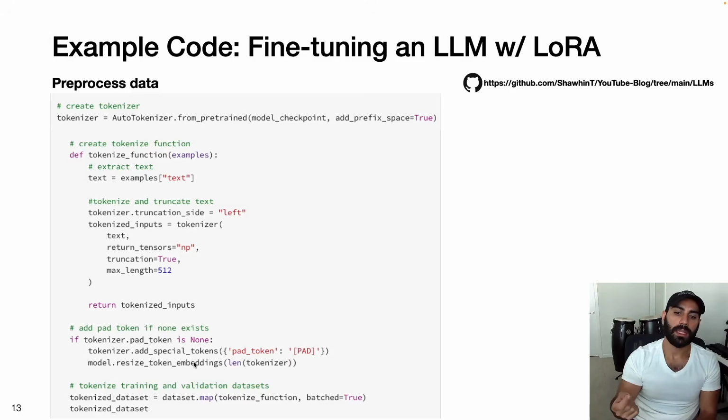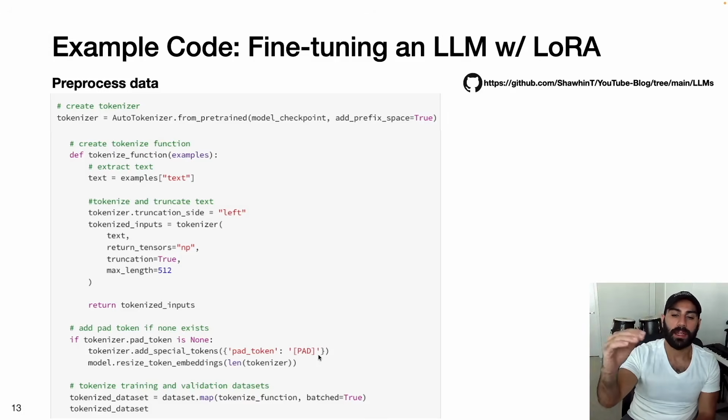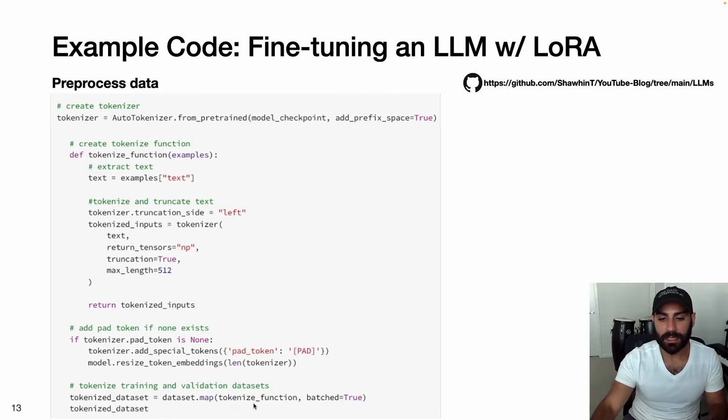Since the tokenizer does not have a pad token, this is a special token that you can add to a sequence, which will essentially be ignored by the large language model. Here we're adding a pad token, and then we're updating the model to handle this additional token that we just created. Finally, we apply this tokenized function to all the data in our data set using this map method here. We have our data set, and we apply this map method. We pass in our tokenized function, and it'll output a tokenized version of our data set.